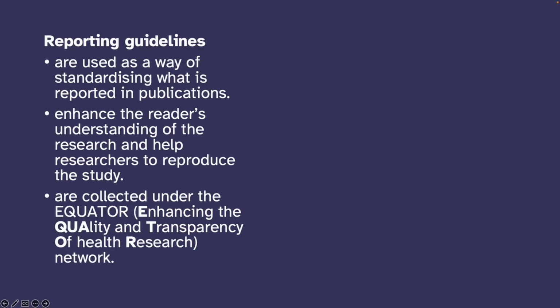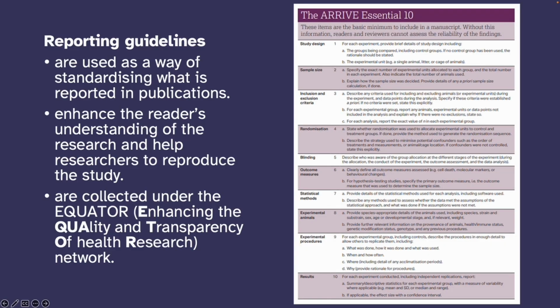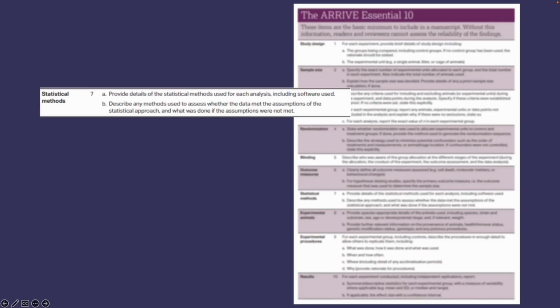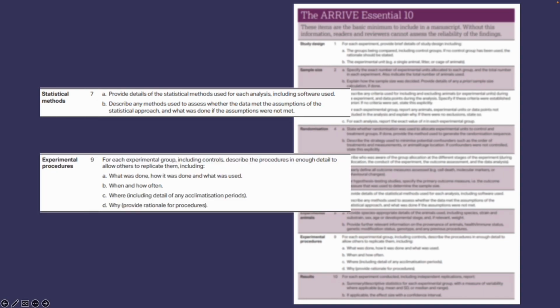While specifying the reporting guideline used is not always mandated by journals, it's an important step to improve research quality and transparency. Fortunately, there's a growing number of reporting guidelines, many of which are collected by the Equator Network. For example, the ARRIVE guidelines provide the basic minimum on how to report animal research well. As shown, the ARRIVE guidelines provide guidance on reproducibility issues, including the details of the statistical methods used and the experimental procedures.